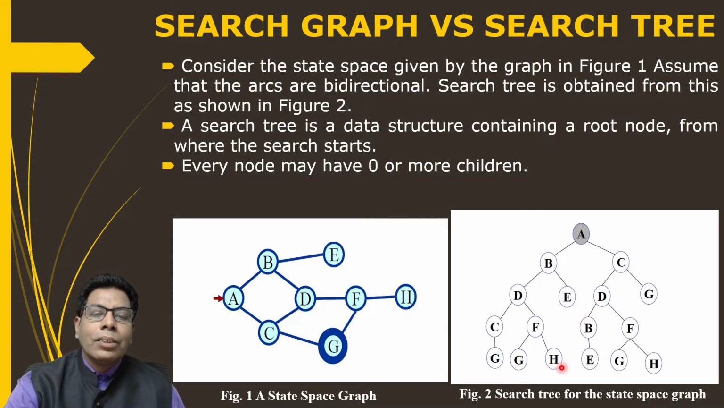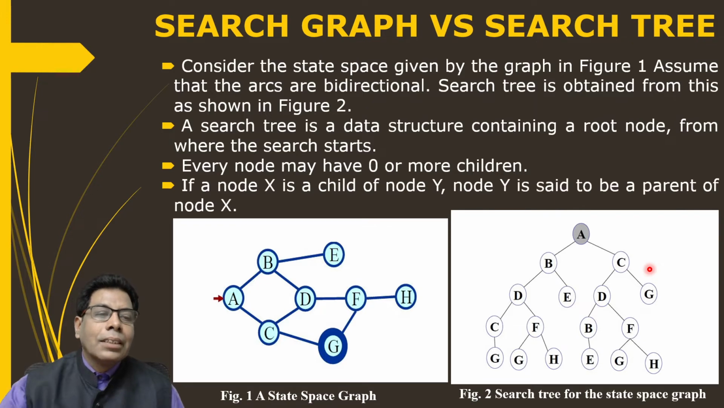Similarly, H has no children. All others have 2 children. So in this way, a node may have 0, 2 or more children. And if X is a child of node Y, then Y is said to be the parent of X. In this case, say E is a child of B, so B is called the parent of E. So this is how the search tree is obtained from the search graph.